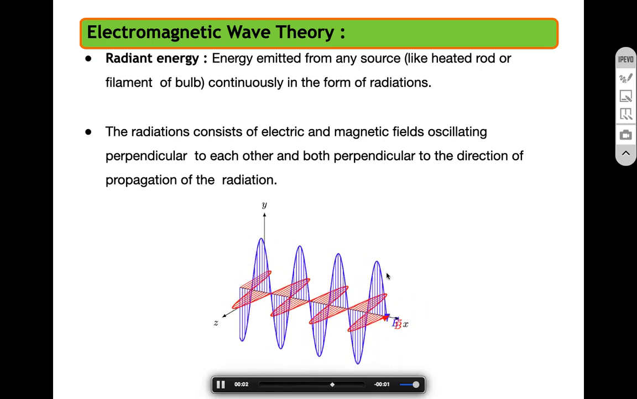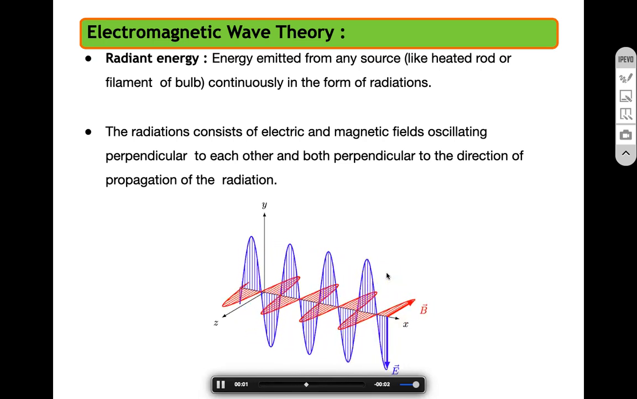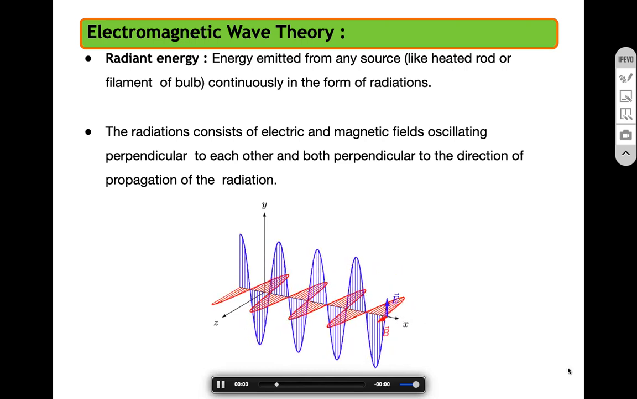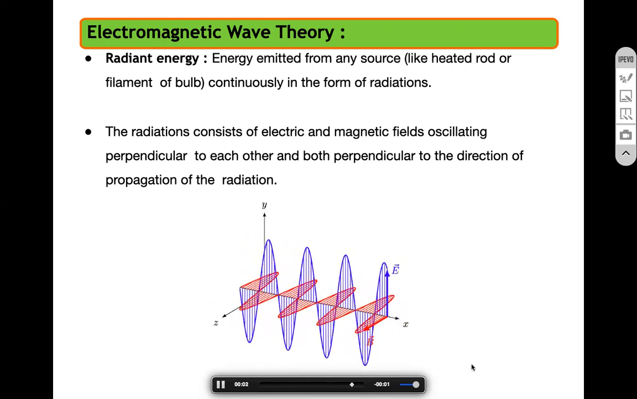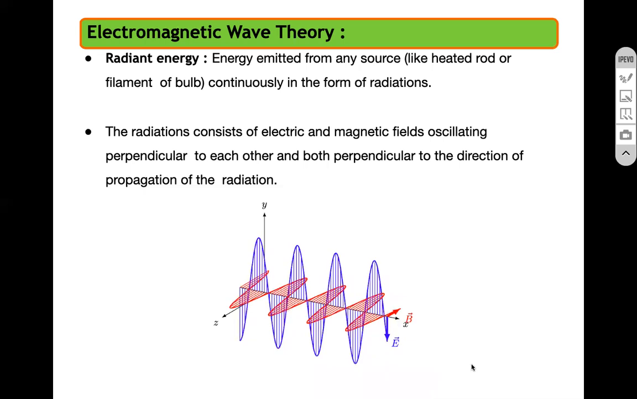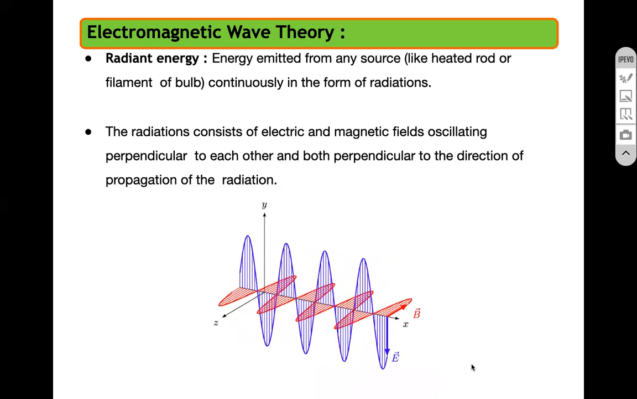So where is the direction of electromagnetic radiation? It is in the x-axis. Like the way x-axis moves, similarly electromagnetic radiation moves in that direction.